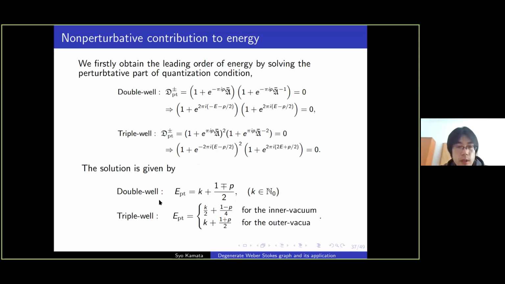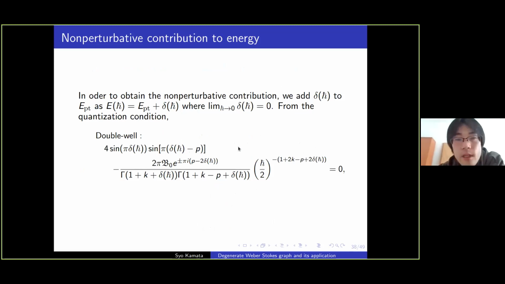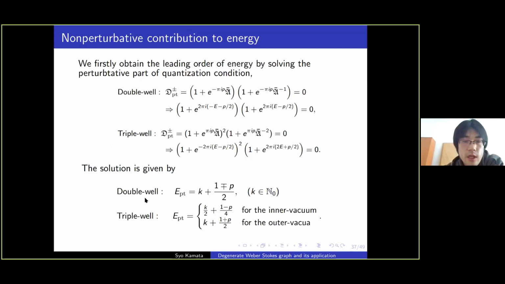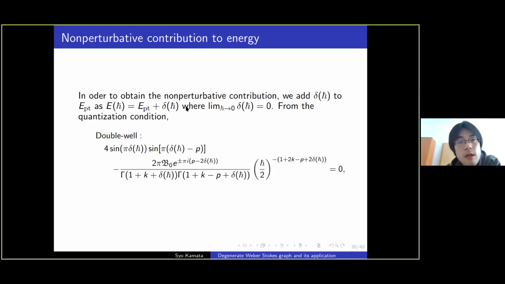And in the case of the triple well, we have two vacua, the inner vacua and the outer vacua. The curvature of the minimum is also a little bit different, so that's why this has 1/2 or is proportional to 1 something. Okay, so in order to obtain the non-perturbative contribution, we add epsilon h bar to this part of the solution here, and by putting in the boundary condition.